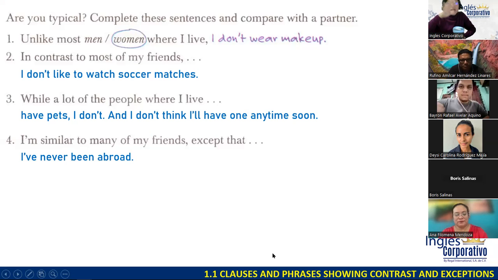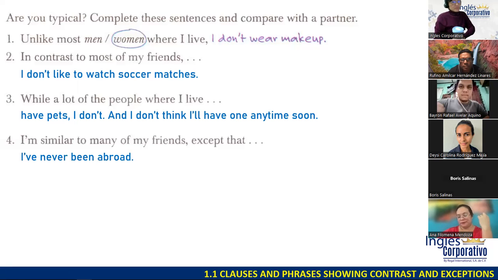I'm similar to many of my friends, except that I've never been abroad, never in my life. "Been abroad" quiere decir estar en, o haber estado en el extranjero, ¿verdad? Entonces, I'm similar to many of my friends, except that I've never been abroad, okay?